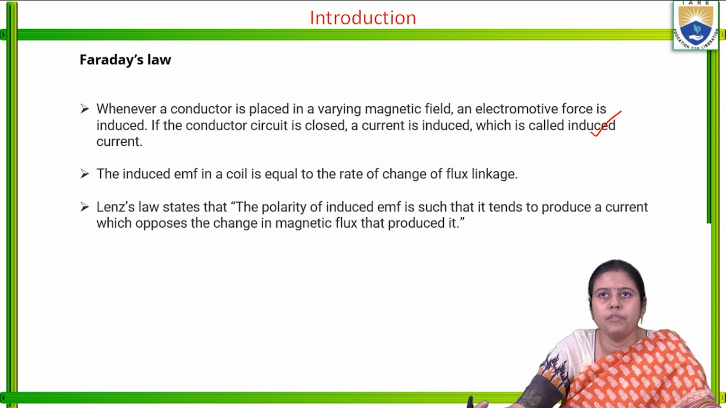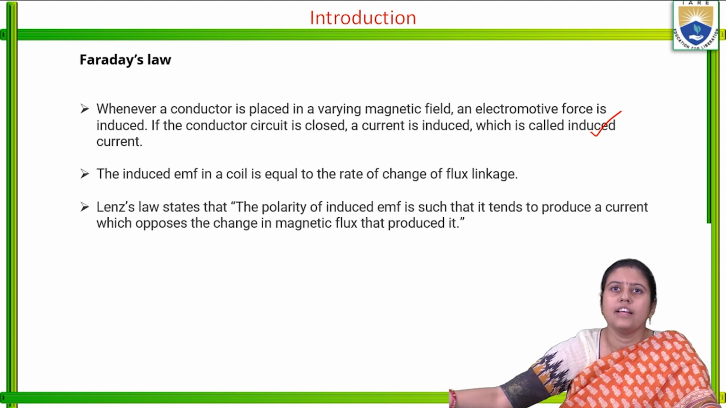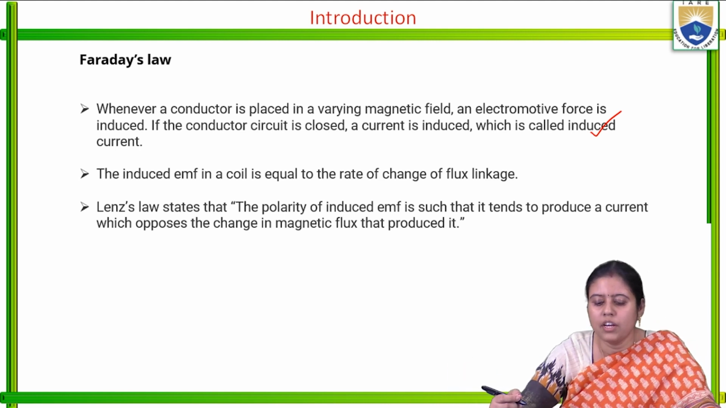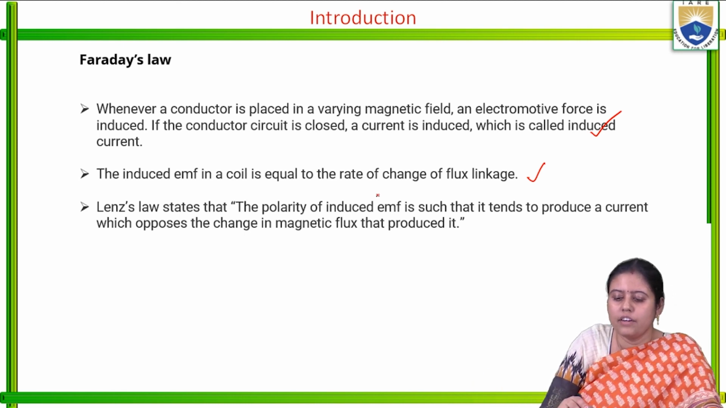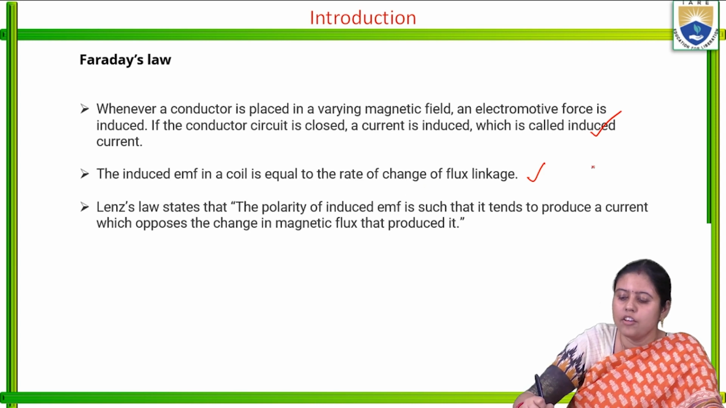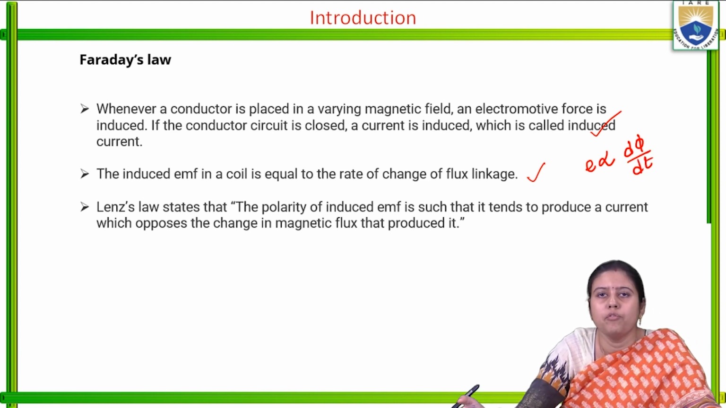If there is a conductor in a time varying magnetic field, what does the second rule tell? The induced EMF in a coil is equal to the rate of change of flux linkage. If there is a flux linkage, some EMF will be induced. So E is directly proportional to d phi by dt. If there is a rate of change of flux, the EMF will be induced.